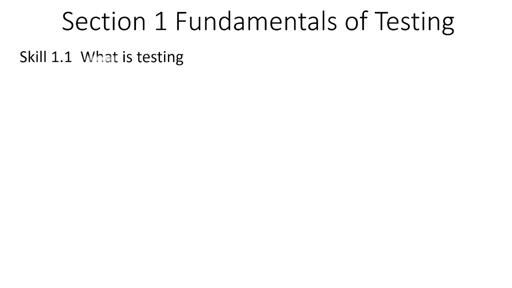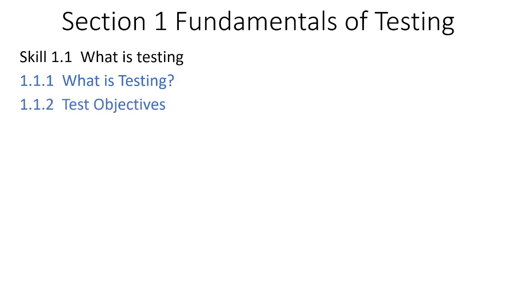So as you can see, we have section 1, fundamentals of testing, in which we covered skill 1.1, what is testing, which has different subparts where we have defined testing. Then we saw the objectives of testing, and we found the difference between debugging and testing. So these are the things we have covered in our last lecture.